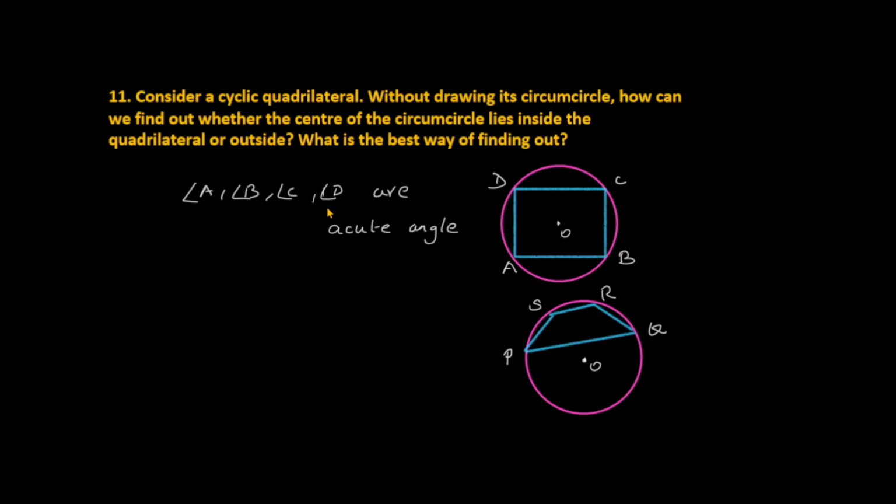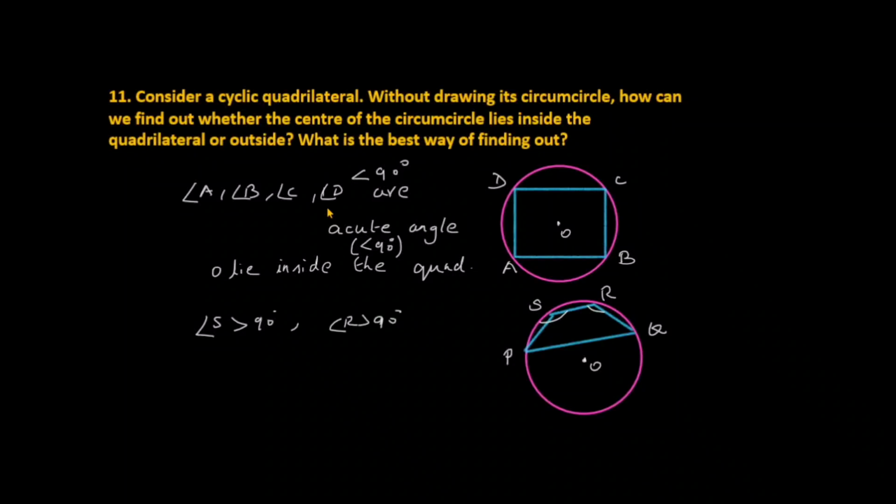here A, B, C, D are acute angles, so that O lies inside the quadrilateral. Acute angle means less than 90 degrees. You know very well, acute angle is less than 90 degrees. If all four angles are less than 90 degrees, then the center lies inside the quadrilateral. Here you can see angle S and angle R, these two angles are obtuse angles. They are not less than 90 degrees. Angle S is greater than 90 degrees. Angle R is also greater than 90 degrees.